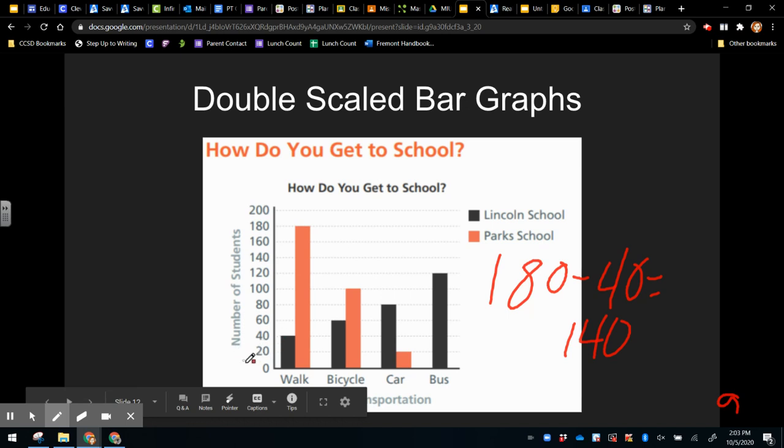Now again, notice these numbers are going up by 20. The scale is counting by 20s. That means it's using intervals of 20. Why do you think they used intervals of 20 instead of counting by ones or even fives?